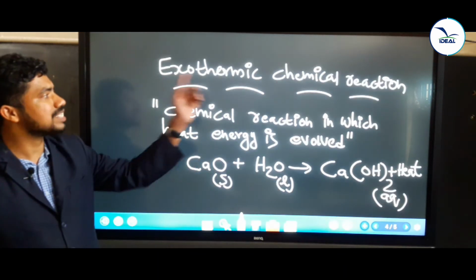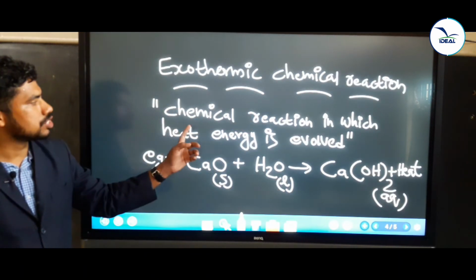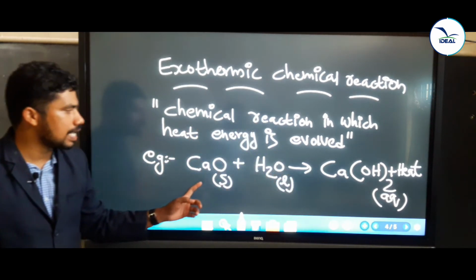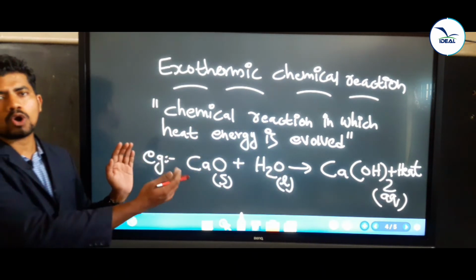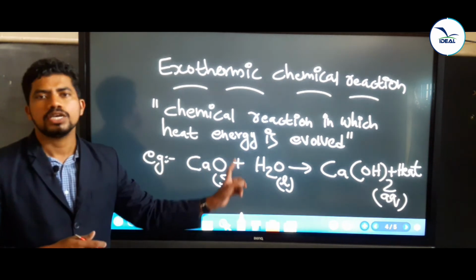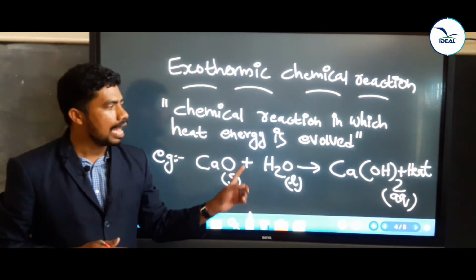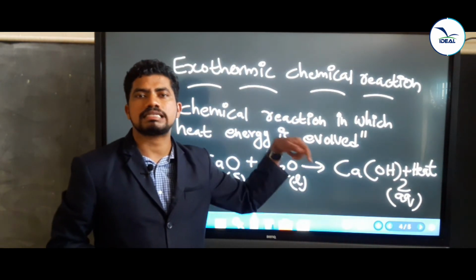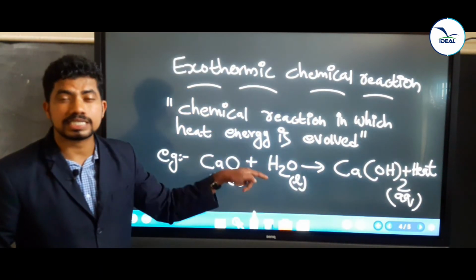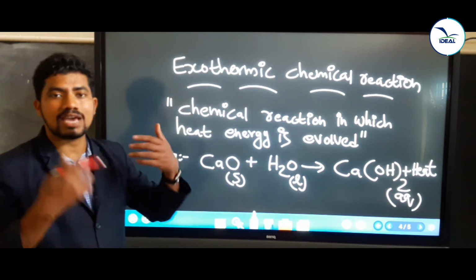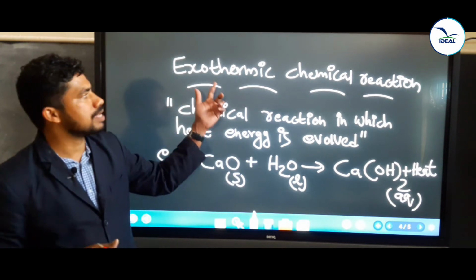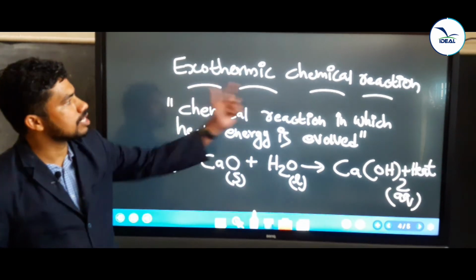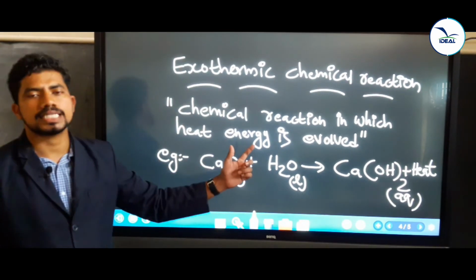Next we are discussing exothermic chemical reaction. The definition is a chemical reaction in which heat energy is evolved. See the reaction. What is happening here? After the combination of calcium oxide and water, you will get calcium hydroxide. And after the formation of calcium hydroxide, a huge amount of heat energy is evolved in this reaction. So it is known as exothermic reaction. Exo means evolution or evolving. Thermic means heat energy or temperature. So exothermic chemical reaction means heat energy is evolved.